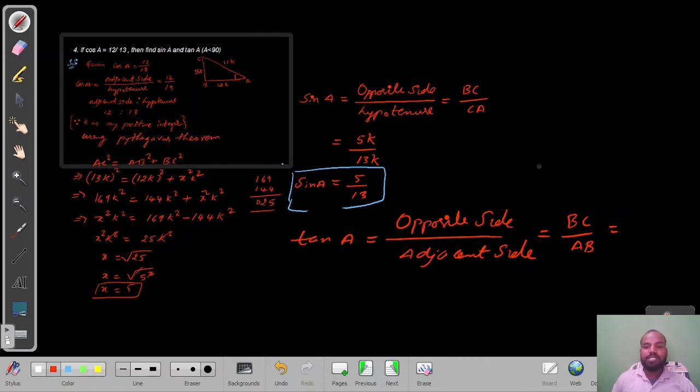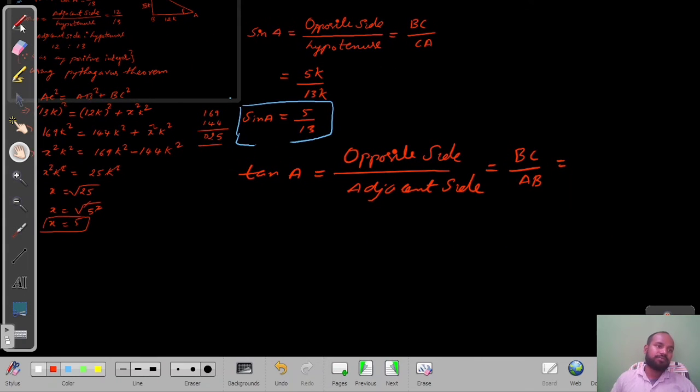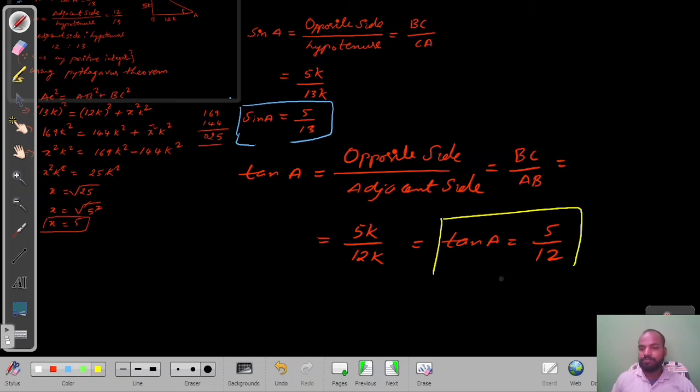Now I am writing here, opposite side is BC, that is 5k. Adjacent side is 12k. So if I remove the k, then I will get tan A equals to 5 by 12. So this is our final answer, tan A value. And this is our sin A value. So in this way you should do the answers.